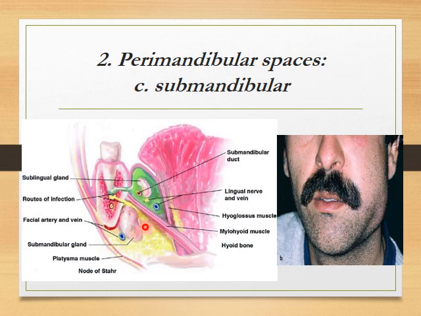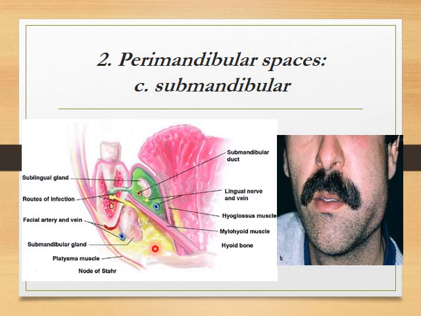The infection of the submandibular space may also occur as a spread of infection from the sublingual or submental spaces. As we said, these three spaces, the perimandibular spaces, freely communicate with each other. So infection from submental will lead to infection in sublingual or submandibular, and the opposite also, from submandibular to sublingual and submental.